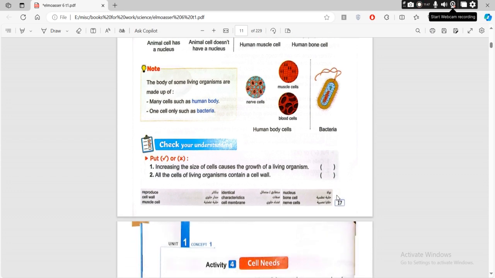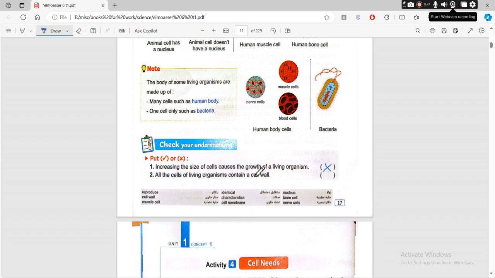Let's check our understanding again. True or false? Increasing the size of cells causes the growth of a living organism. Is that true or false? When your cells have a large size, does that mean you can grow? Well, that's false, because the size is not the issue, but it's the number of the cells. So the more cells you have, this means the bigger the body. But the size is not the important factor here.